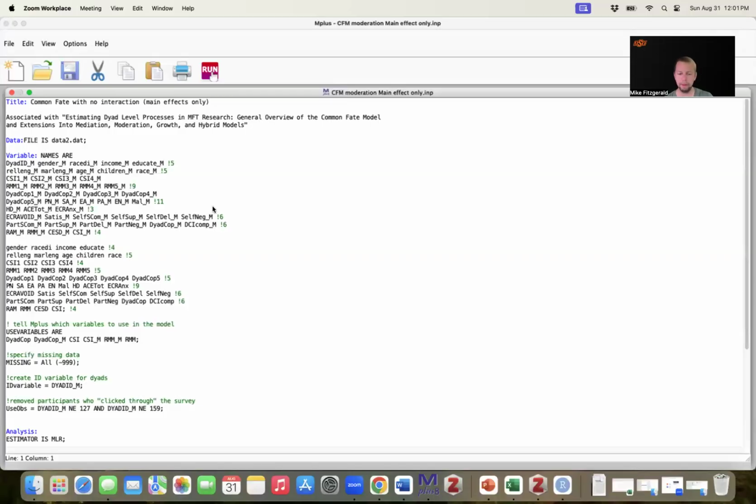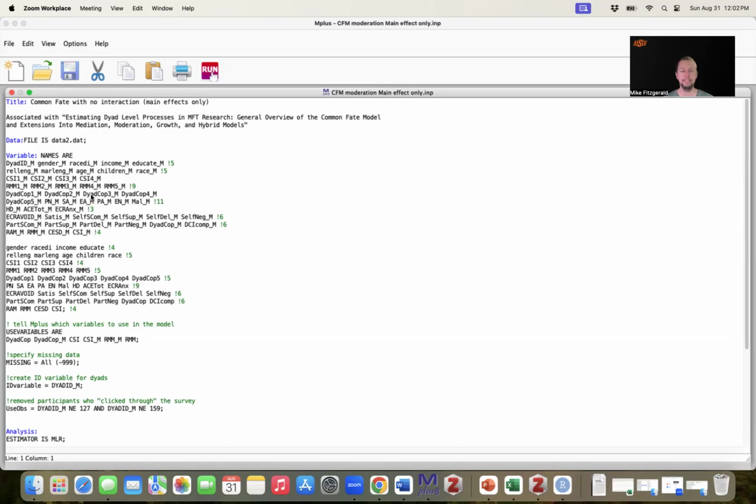There are going to be several steps in estimating the latent interactions in the common fate model. The first thing we are going to do is estimate the model without our interaction term. With this maximum likelihood method using latent moderated structural equations, we are not going to obtain traditional model data fit indices. So our CFI, TLI, RMSEA, or SRMR are not going to be available in our output.